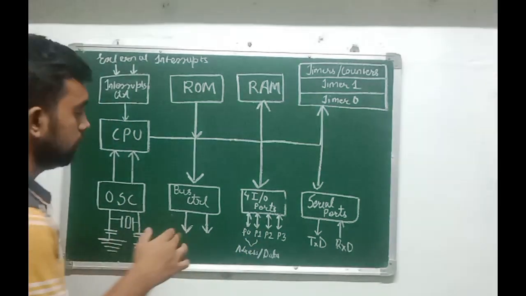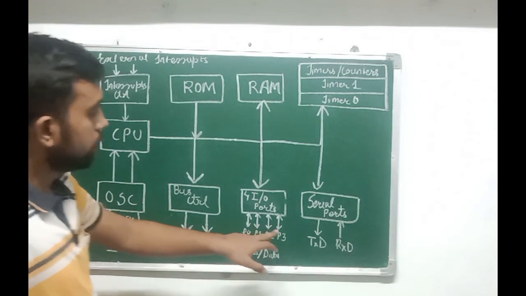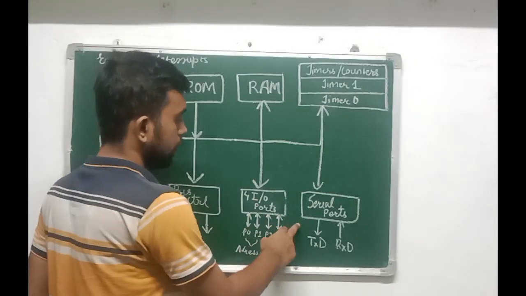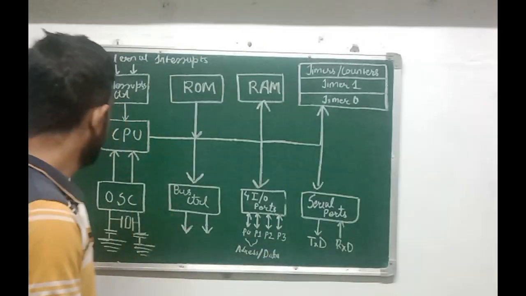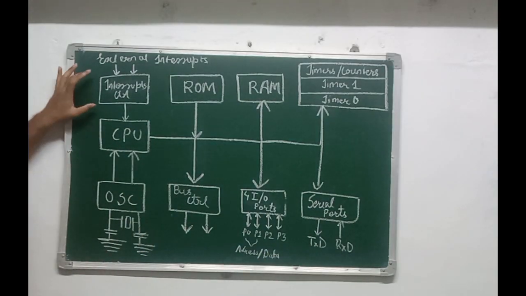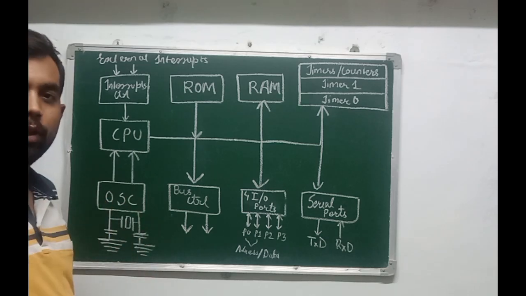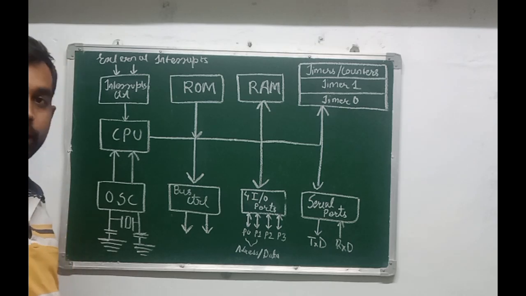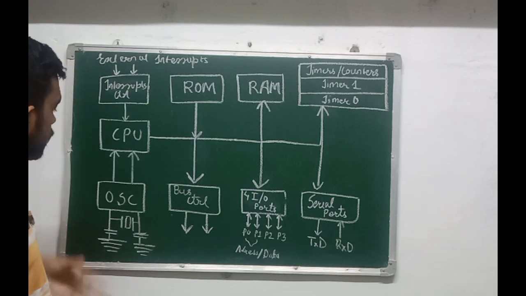External and internal arrows we see in the architecture of the 8051. The work of the serial ports in the 8051 is to communicate with other devices. This is the work of the serial ports. And the interrupt control. There are 5 interrupts in the 8051 microcontroller, which can pause the current task to handle an urgent task. This is the work of interrupt control.